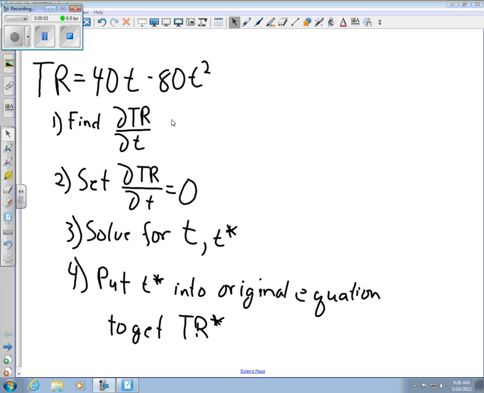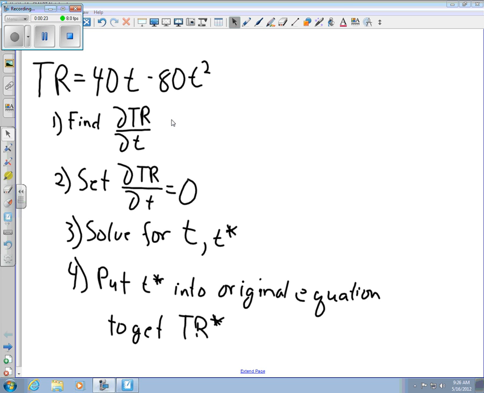So solving for this Laffer curve means finding T star, the tax rate that maximizes tax revenue. And the way you go about it is pretty much a three-step process, and then the fourth one tells you what that maximum tax revenue will be, or the minimum cost if you're looking at a minimum issue.